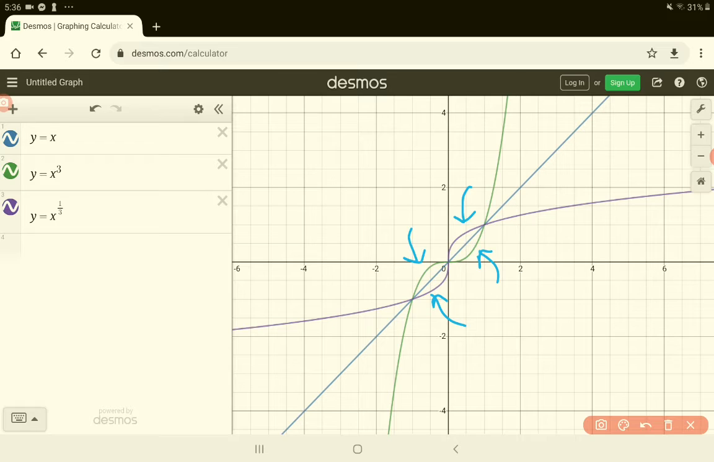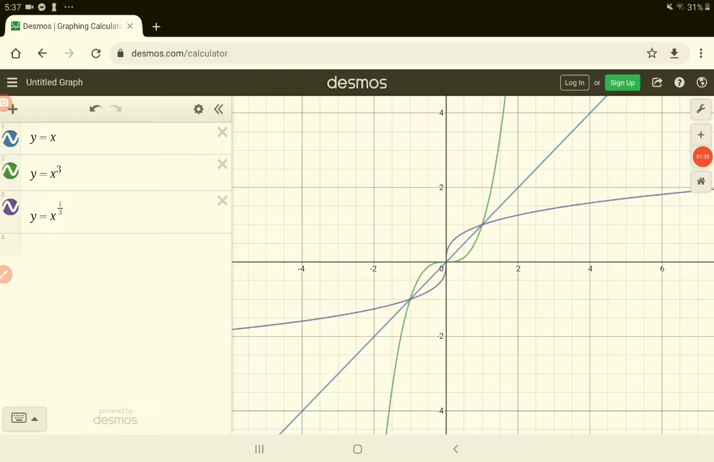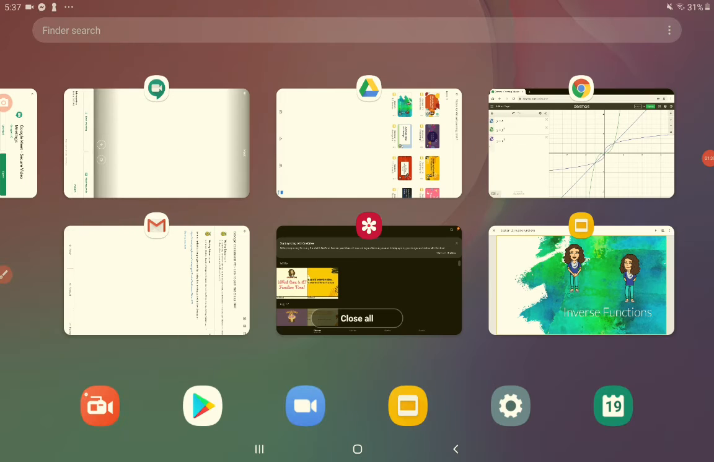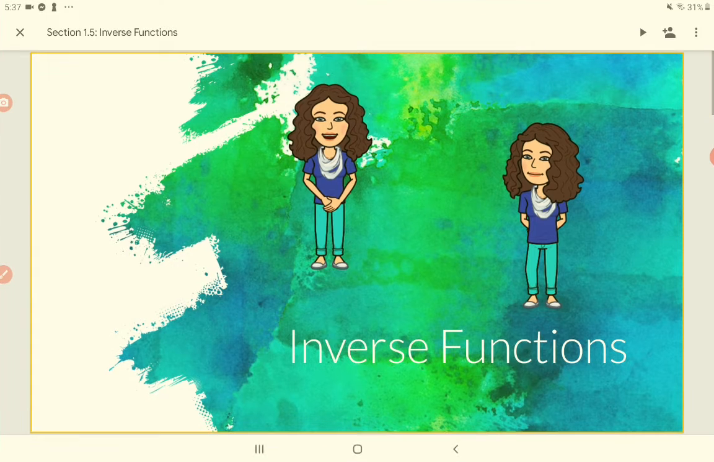Remember how in our last lecture we talked about reflections and how that means we flip something upside down? Well, when we call something an inverse function, what it means is it's been reflected across the line y equals x. Okay, that's all it is. So with that in mind, now let's go back to our examples and talk about what that means.